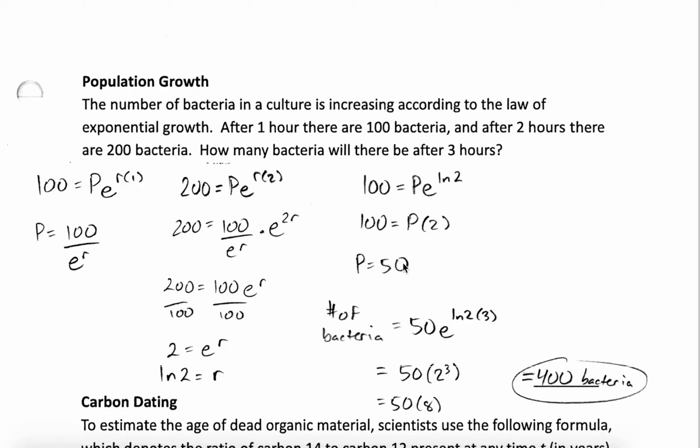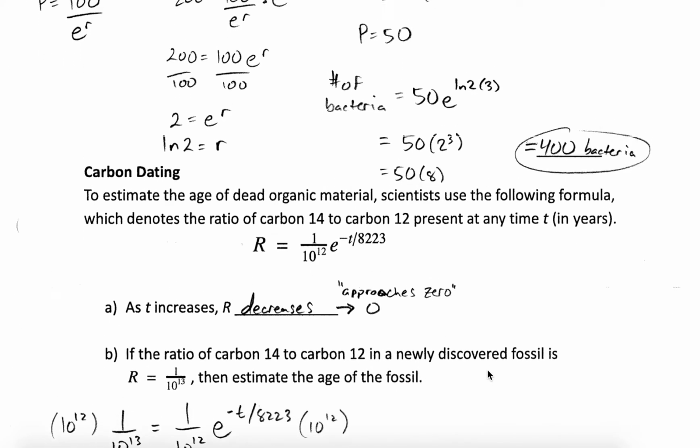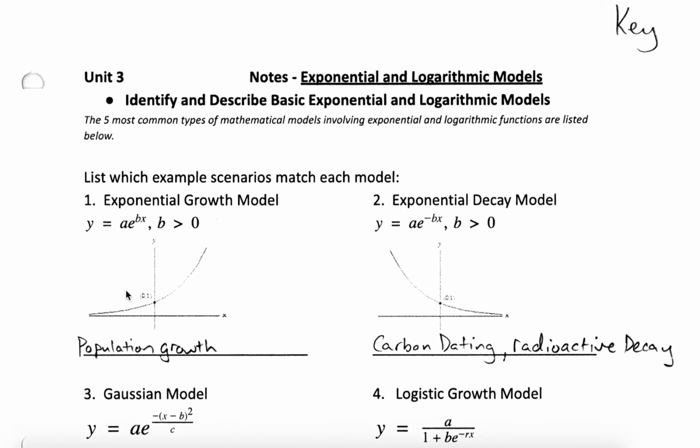So now we know our initial population. We're going to find the bacteria after 3 hours. We know that the rate it's increasing is represented by the natural log of 2. So plug that into your calculator or solve it algebraically here. Either way, you should get 400 bacteria. So that's population growth. If we go back to that front page, we knew that things were growing exponentially and continuously. So population growth is definitely an application of that growth model.